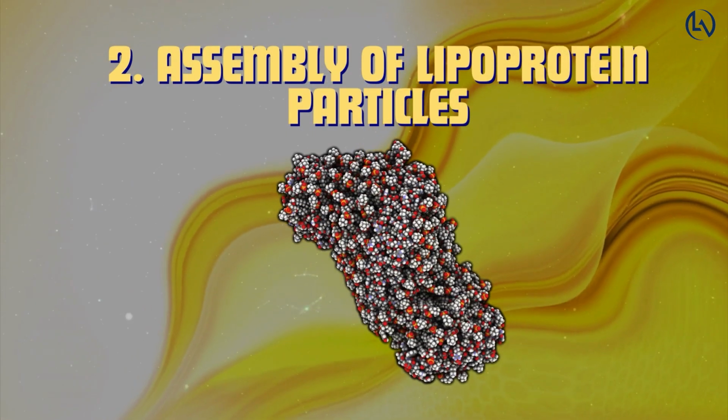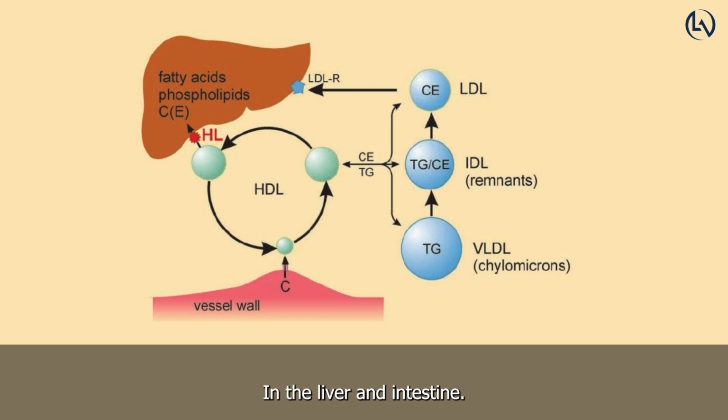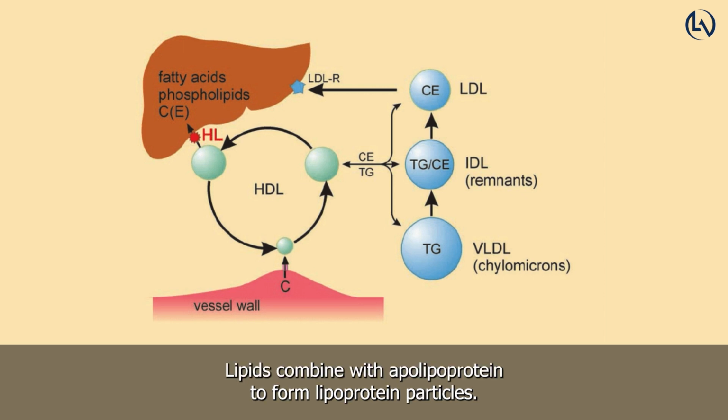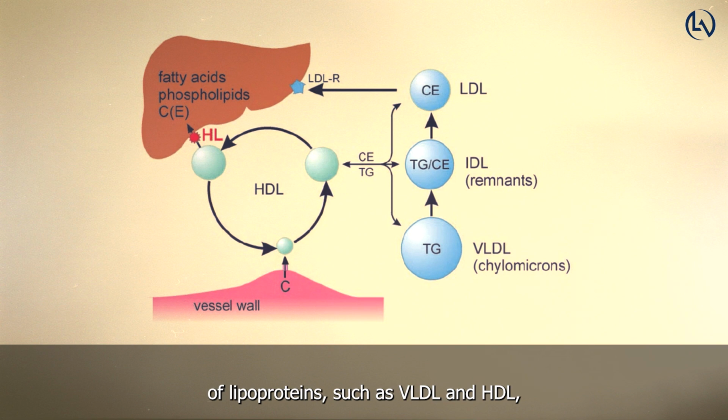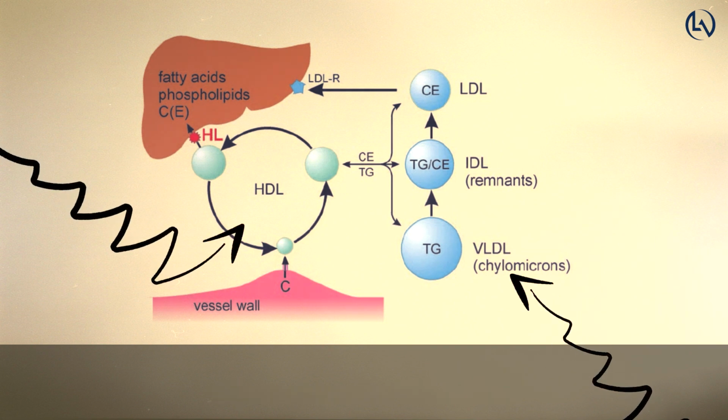Assembly of lipoprotein particles. In the liver and intestine, lipids combine with apolipoproteins to form lipoprotein particles. Different combinations of apolipoproteins give rise to various types of lipoproteins, such as VLDL and HDL.